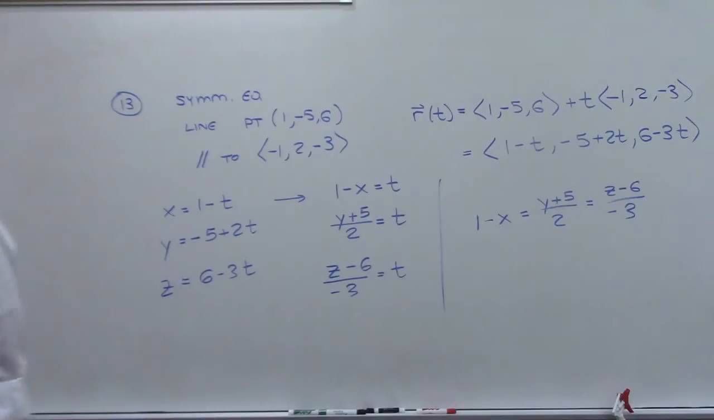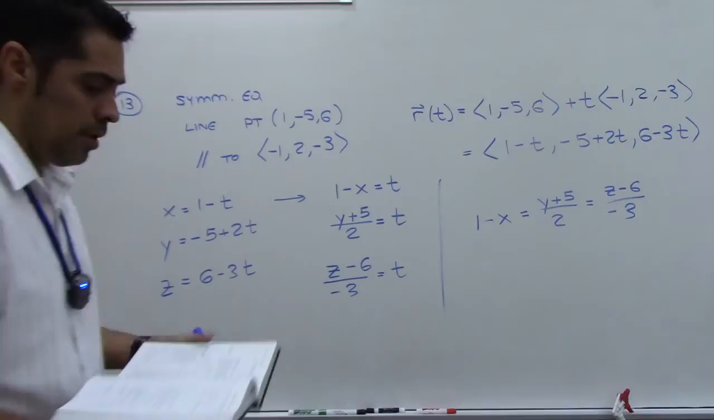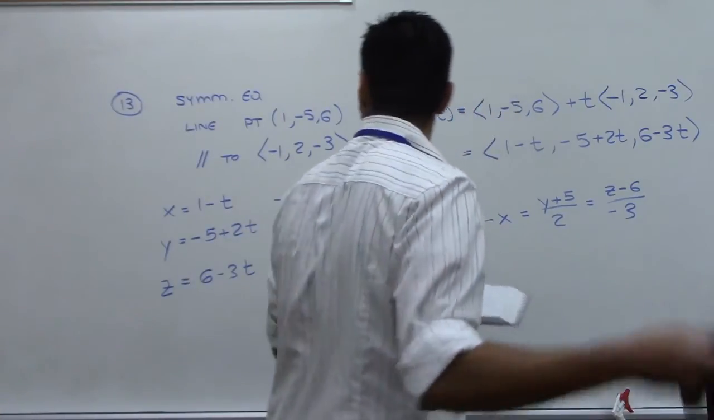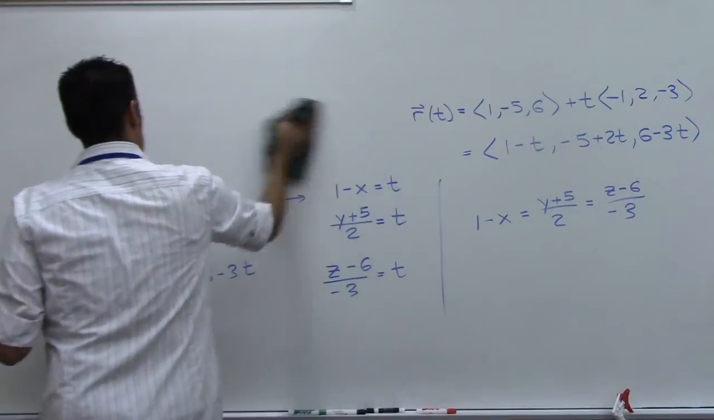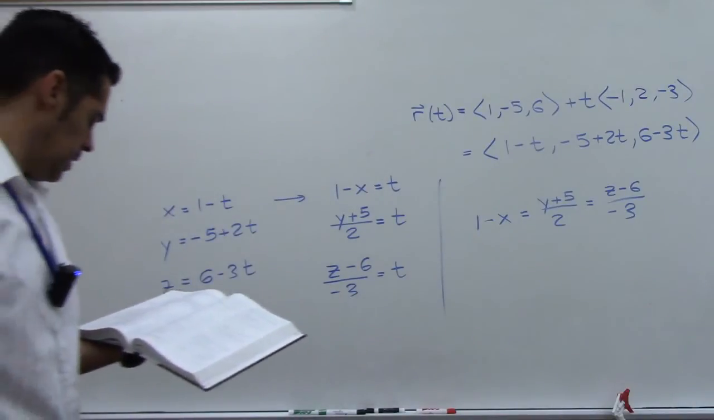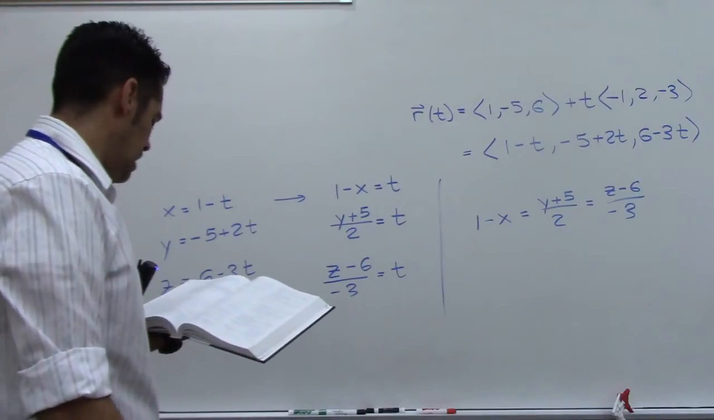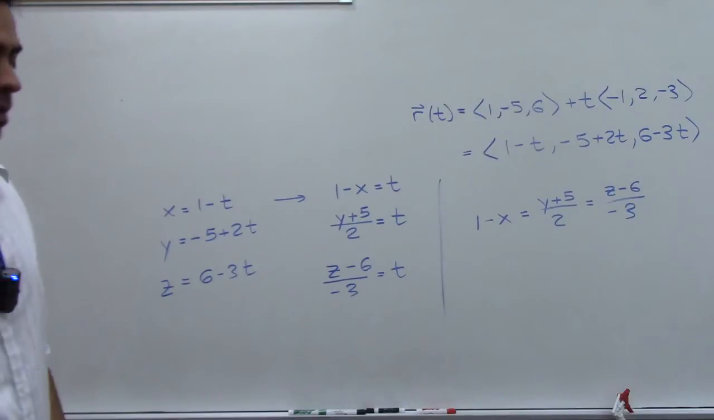For the first part, that's only 13, part A. And now what we need is to answer part B, which is more interesting. Part B says, find the points in which the required line from part A intersects the coordinate planes.